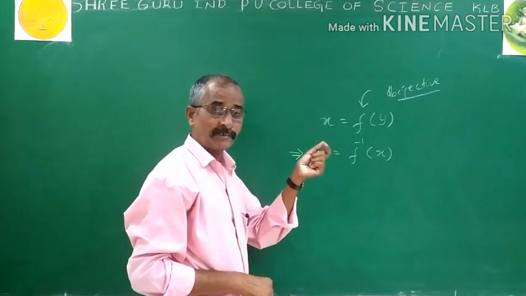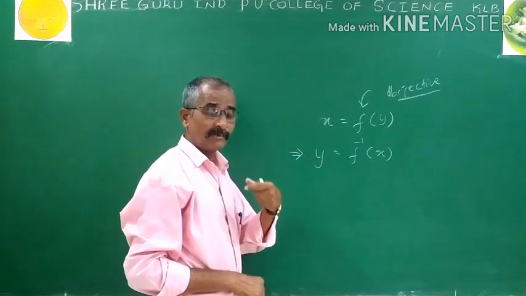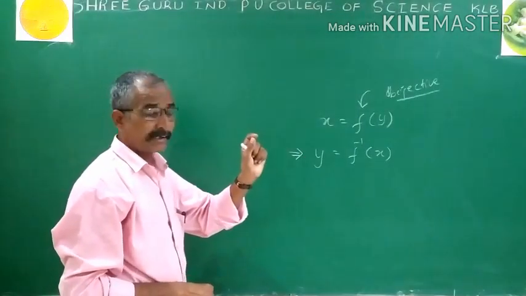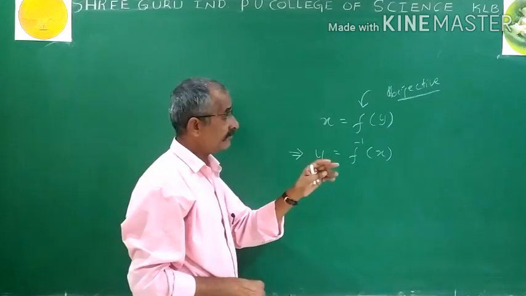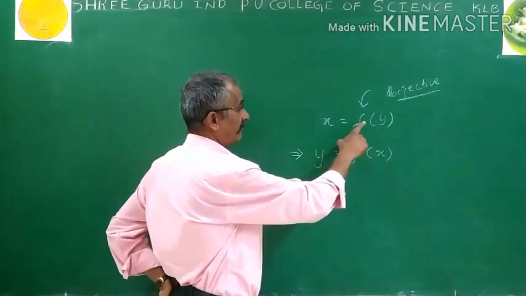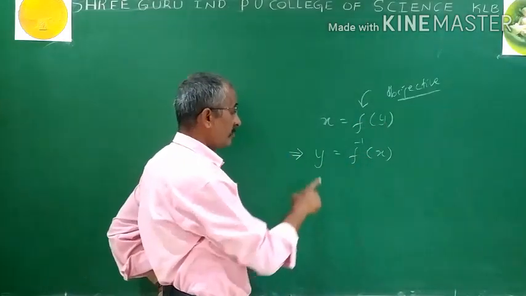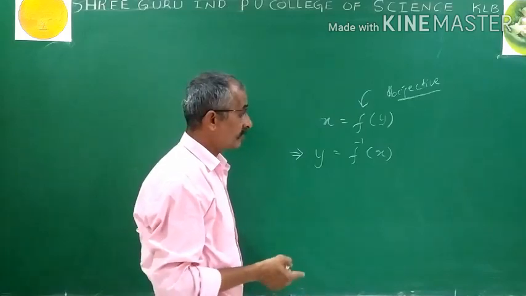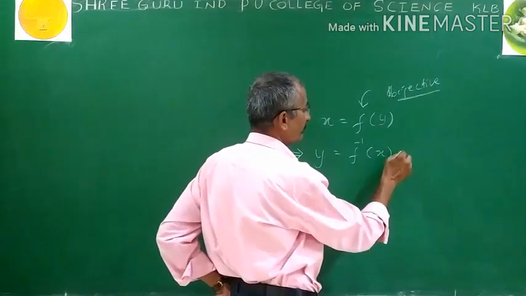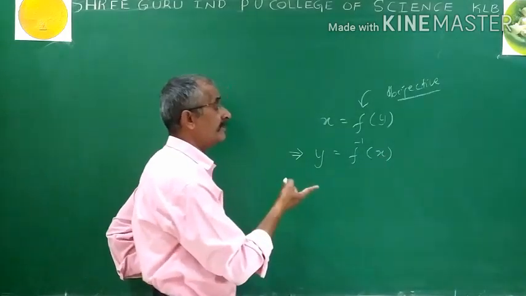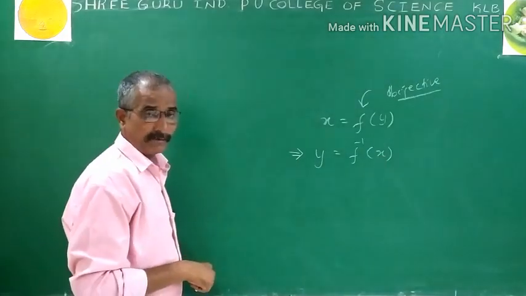What is a one-one function? What is an onto function? Already you know this in the topic relations and functions. Here we are just applying it for the sake of our inverse trigonometrical functions. So if x is a function of y, we say that y is f inverse of x, provided f must be one-one and onto, and vice versa. Vice versa means whenever y is f inverse of x, we say that x equals f of y.